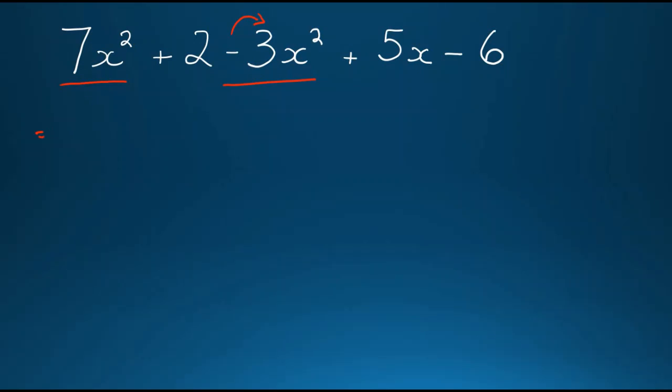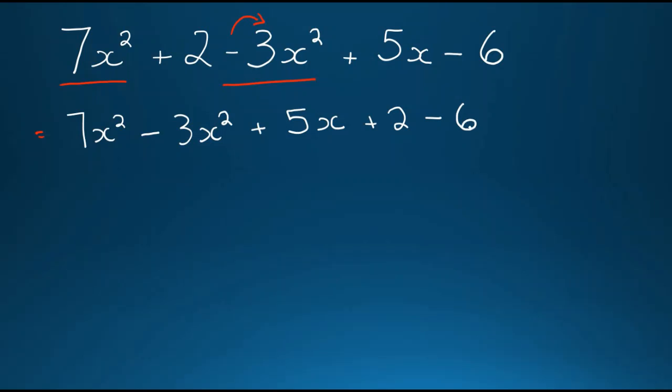So my first line of working is going to look like 7x squared minus 3x squared. Then I'm looking at my next term here, plus 5x. There's no other terms that just have an x in, so I'm just going to write that as it is, plus 5x. And now I'm left with plus 2 minus 6.